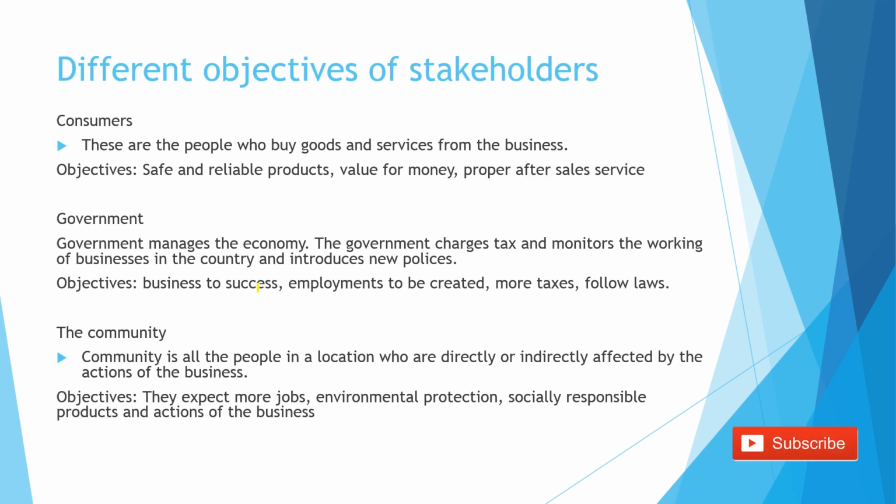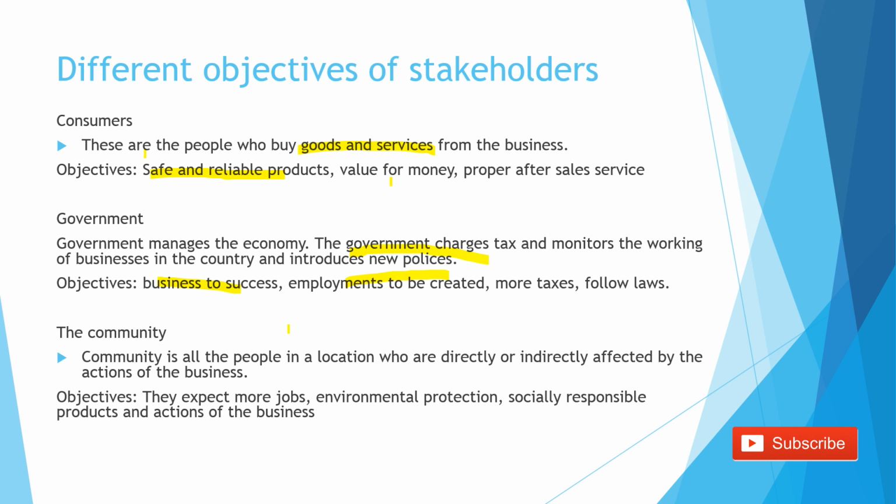Here are some more examples of different objectives of stakeholders. Consumers are people who buy goods and services from the business. Their objectives would be safe and reliable products, value for money, proper after sales service. The government manages the economy. The government charges tax, monitors the working of businesses in the country, and introduces new policies and laws. So their objectives would be business success, employment to be created, more taxes, and following laws. This stakeholder will have these four objectives for that business, or there could be many more. I've listed four here for you to get a picture.